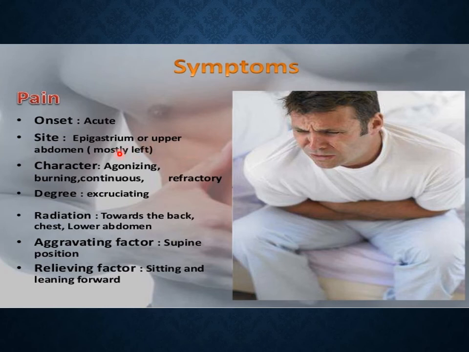This is a picture showing you the classical picture of pain in severe acute pancreatitis. The onset is acute, in the epigastric or upper abdomen, mostly on the left side. The character is agonizing, very severe pain, burning, continuous, and most of the time it does not relieve with normal medication. Some people describe it as excruciating pain. Radiation towards the back, chest and lower abdomen sometimes may mimic an aortic aneurysm rupture or a myocardial infarction.